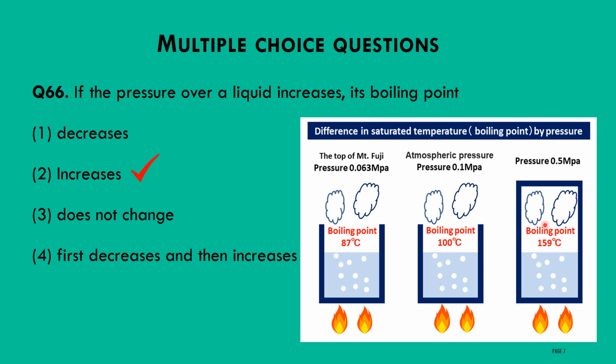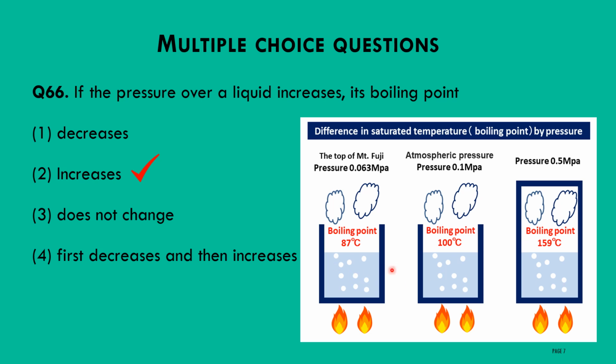Now consider the third one. The pressure is 0.5 megapascal. Here you are applying still more pressure to the liquid particles. For the liquid particles to expand, it needs more energy. How will you provide the energy? Only when you increase the temperature will the liquid particles get the energy. In this case, it needs more energy, so it needs more temperature. Therefore, the temperature in the third case is 159 degrees Celsius. Only when you provide this temperature will it start converting into a vapor state.